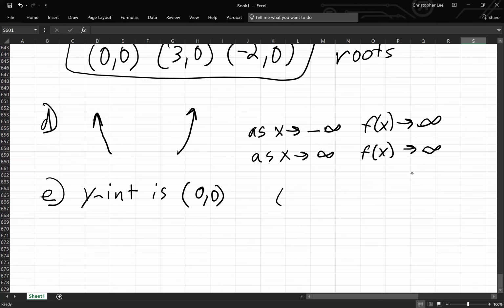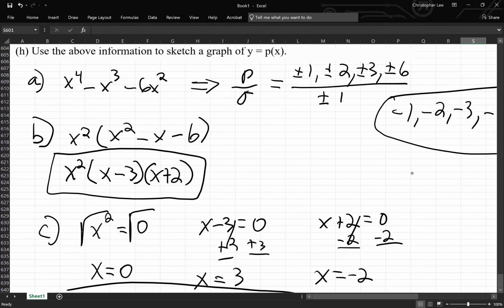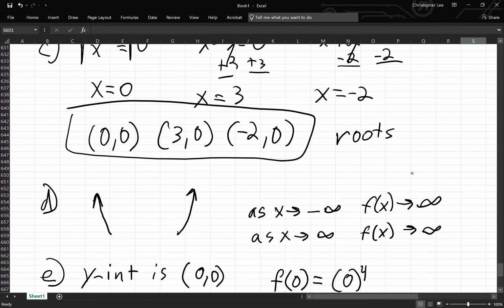All right. So f of 0 would be 0 to the fourth power minus 3.